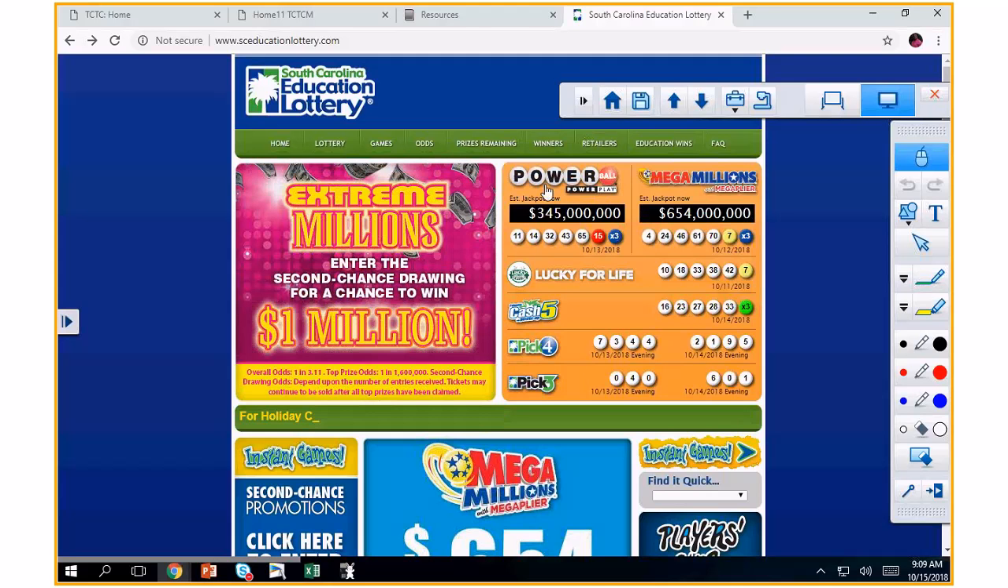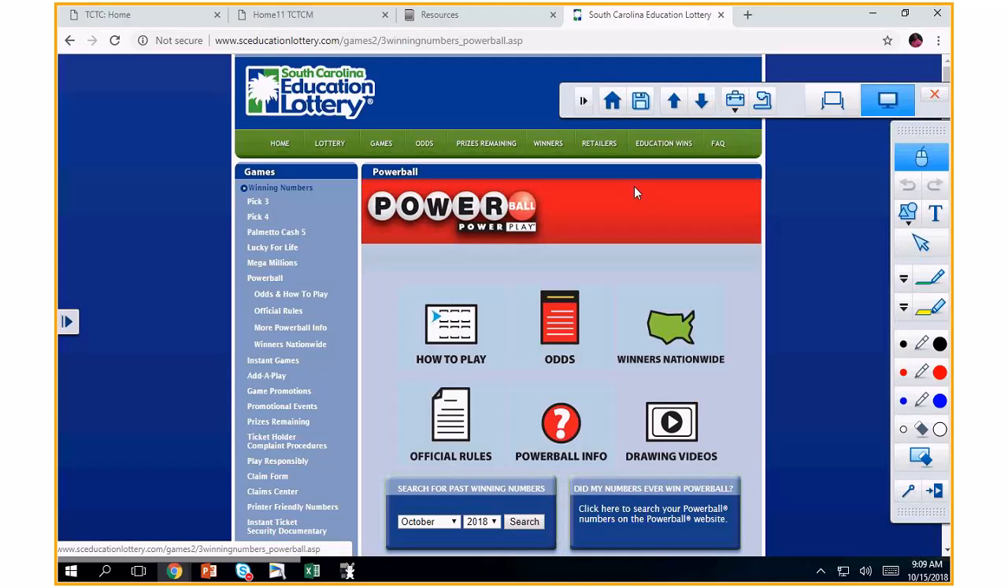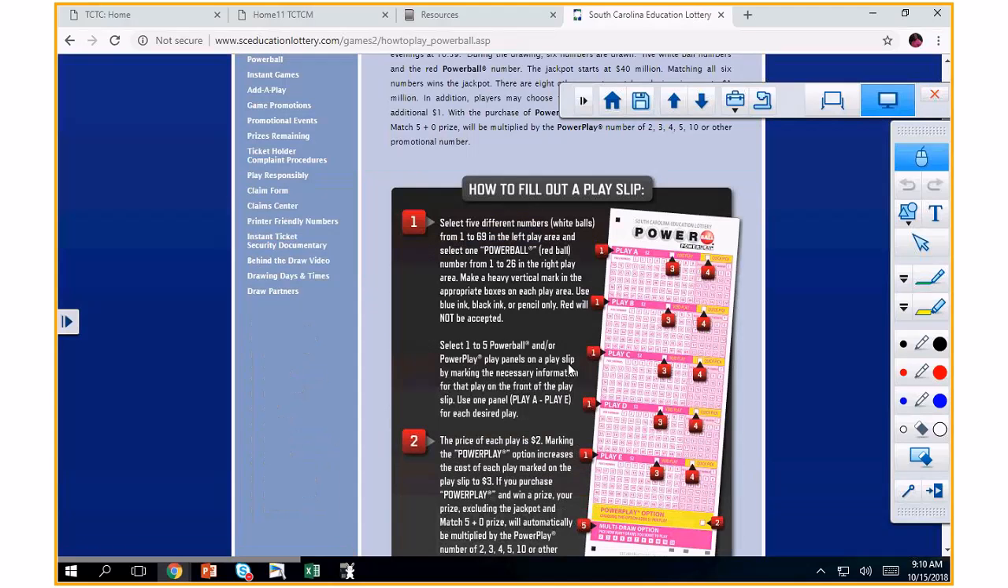But anyway, go to Powerball and go to how to play. And I want you to write these first 2 paragraphs. You don't have to write it word for word. I'll blow it up a little bit for you. Just write it down because this is a test question. And you bet your bottom dollar I'm going to ask you about the lottery on a test. If not 2 questions. So, now of course you're not going to write down the whole thing. You only got to write down the first paragraph.